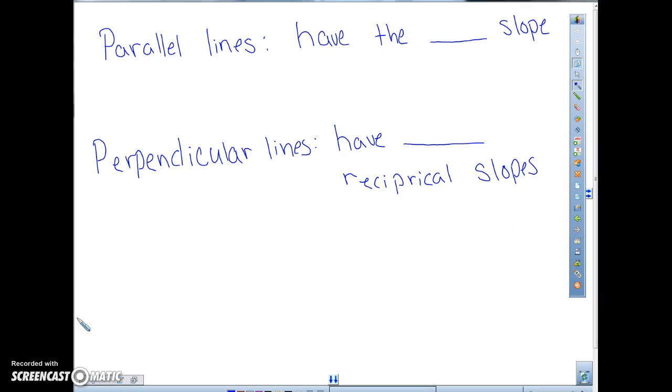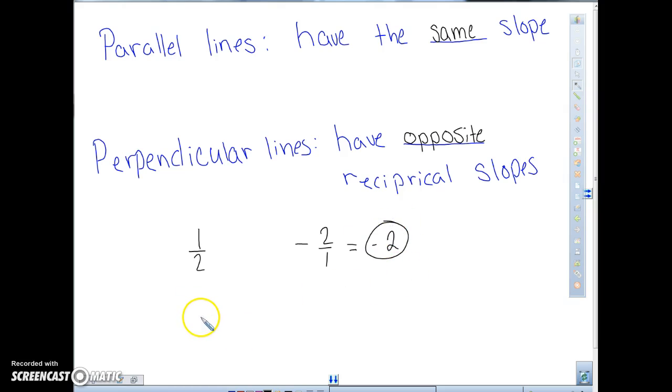Remember also from Algebra 1 that parallel lines have, hopefully you've answered it, the same slope. And perpendicular lines have opposite reciprocal slopes. So for example, if you have the slope 1/2, the opposite would be the negative sign. So if one's positive, the other one's negative. That's the opposite part. Reciprocal means you flip it. So it would be negative 2 over 1, which is the same thing as negative 2. If your first line had a slope of 5, the line perpendicular to that would have a negative 1/5 slope. So you would flip that.